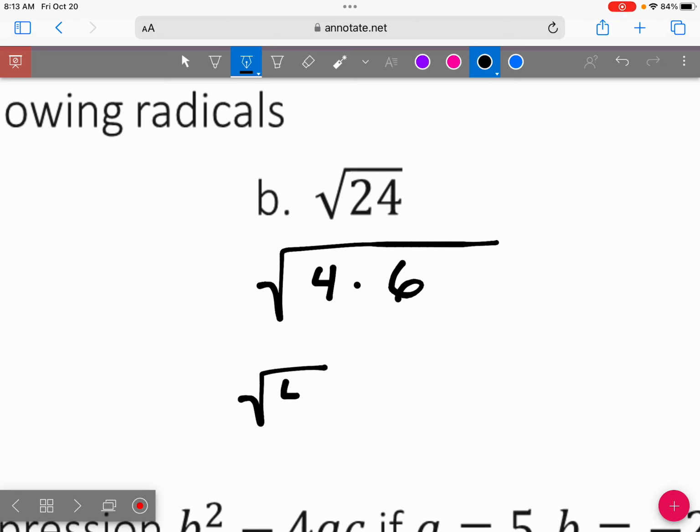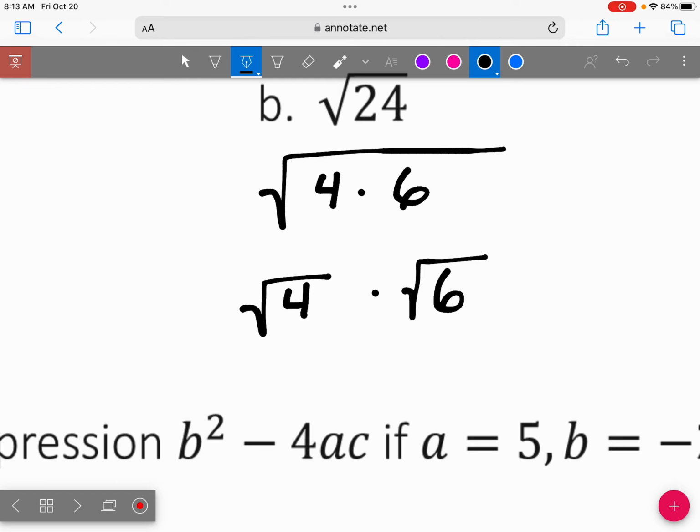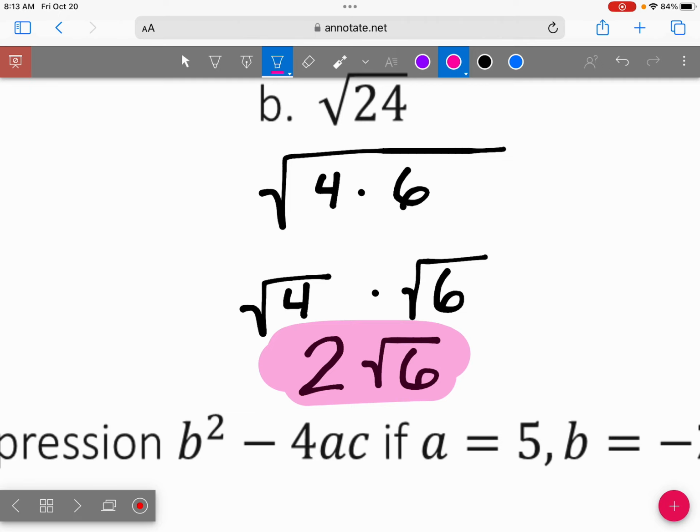I like that because I know the square root of 4, and I know that 6 is only made up of 2 and 3, so it's not really going to simplify. So this we can write as square root of 4 is 2, square root of 6. That's the way we do it by hand. And that's our simplified answer.